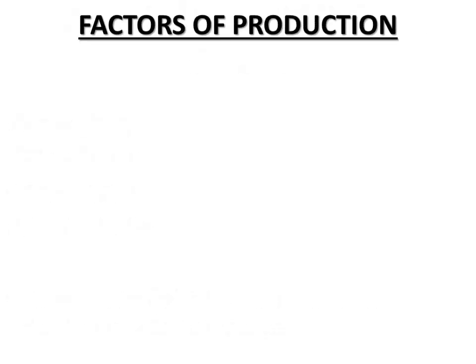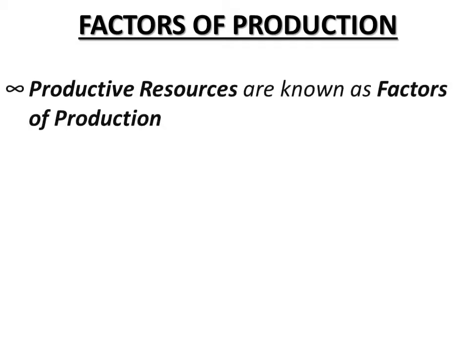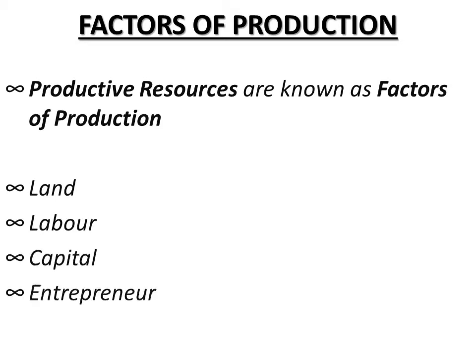So then we come to the factors of production. Now, factors of production, they are used to produce any commodity, right? Productive resources are known as factors of production. Now, according to Lipsey, resources used to produce goods and services are called factors of production. Now, the first factor of production is land.